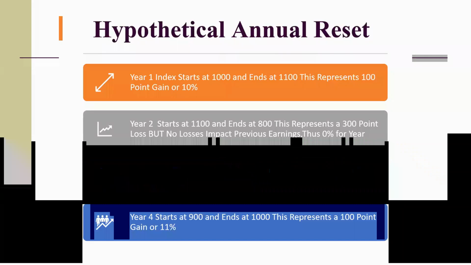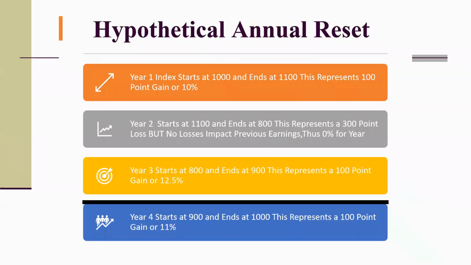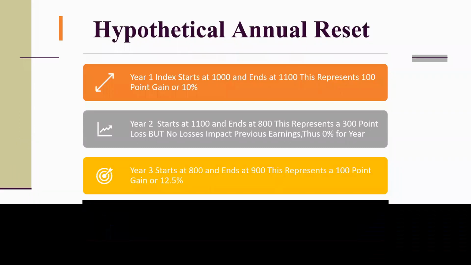Let's suppose in the first year, your index that you've allocated for your money starts at 1,000. And over the course of the year, it grows to 1,100. That represents a 100-point gain, or a 10% gain in the value of your contract. So you enjoy a 10% growth to your accumulation value. However, in year 2, your starting place is 1,000 on the index, but it declines in value. So now your ending point is 800.